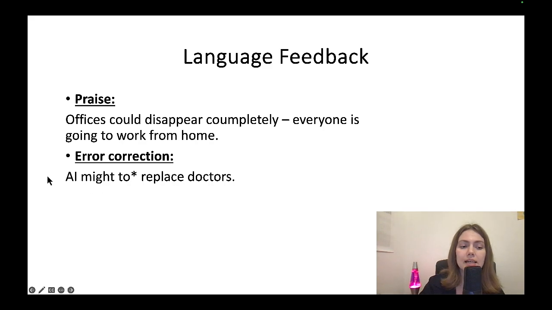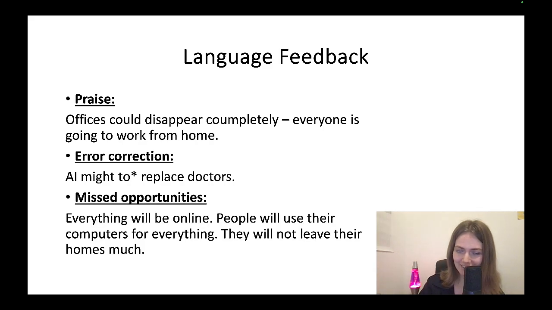Another thing, error correction, obviously. So if somebody says that AI might too replace doctors, I'm going to address that, right? So I'm going to be like, how do we fix this? Not completely right. And again, because at this level, they probably have enough grammar knowledge to be able to talk about the future and maybe avoid using the language I taught them. That's another thing that you address.